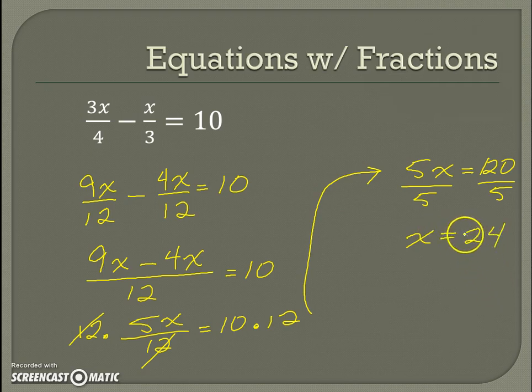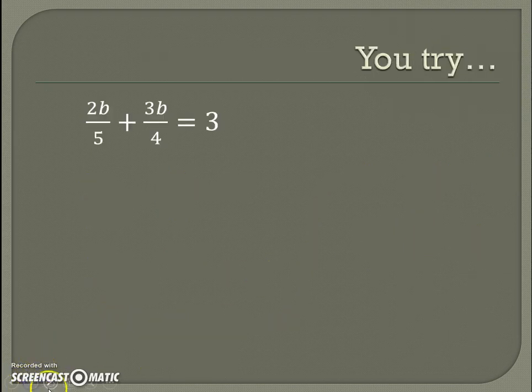All right, so hopefully you followed that. Make sure you have those copied down. Here is one for you to try on your own, so make sure you pause and you try that. And hopefully when you're done, you find that b equals 60 over 23. That is an improper fraction. You could leave it as an improper fraction. In fact, my preference is for you to do that.